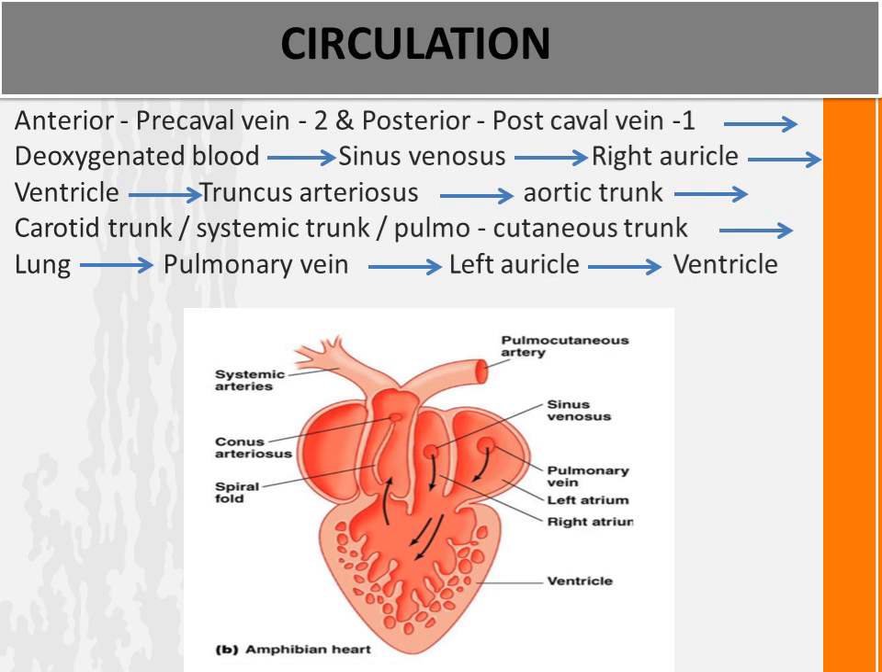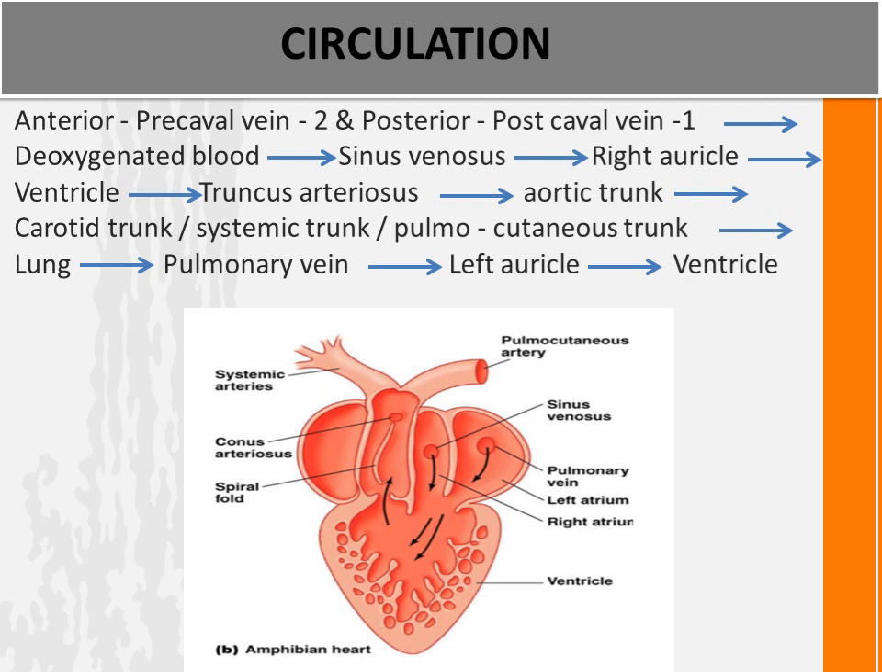Am I right? Okay. So this name of the blood vessel is truncus arteriosus. The truncus arteriosus, as we said, is branching into a right as well as a left aortic trunk. So the blood also passes through these blood vessels. Then this aortic trunk is further divided into the carotid trunk, systemic trunk as well as pulmocutaneous trunk. So the blood taken by this truncus arteriosus from the ventricle is supplied by these blood vessels.